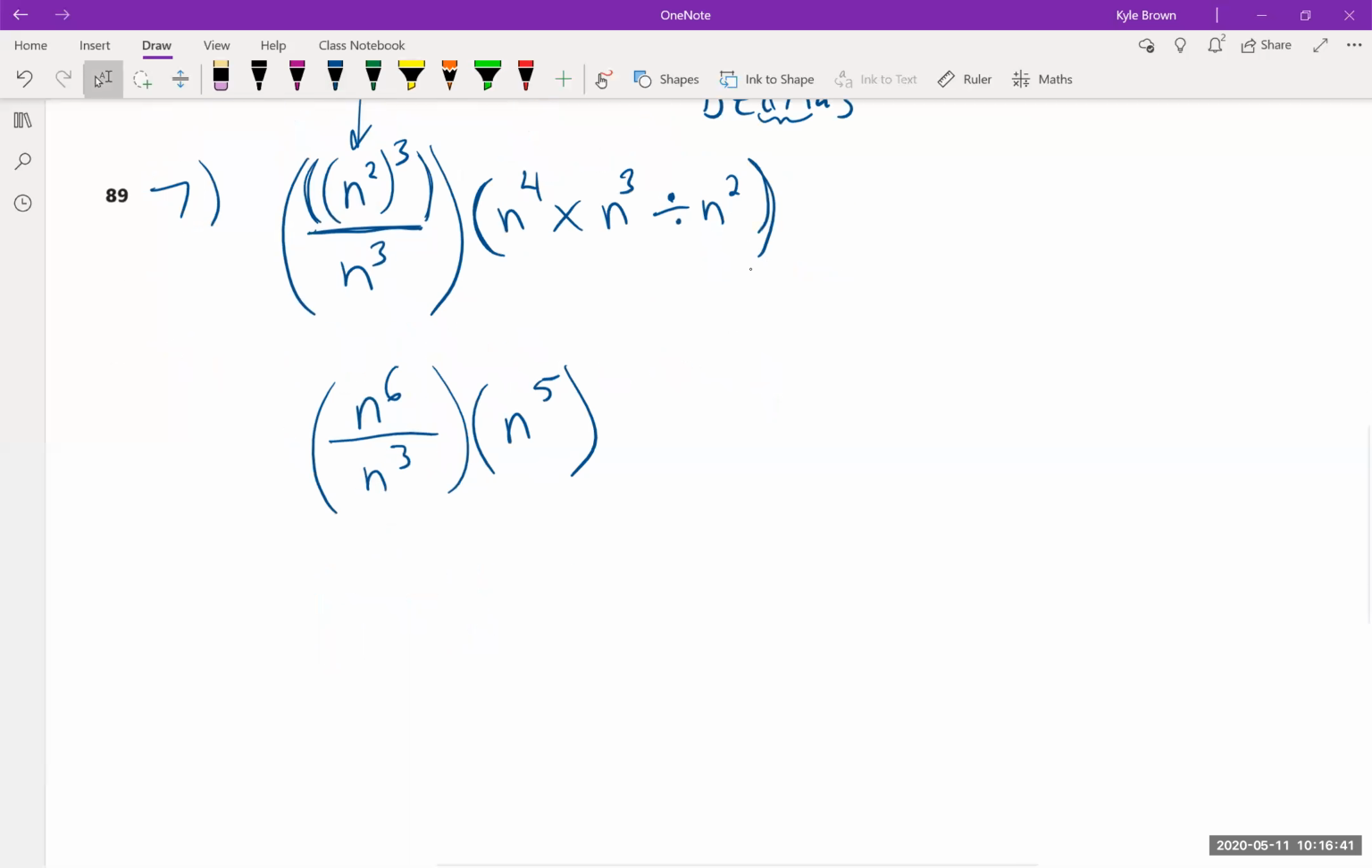Okay, we're getting there. Let's do the division one here now. So n to the 6 over n to the 3, that's like 6 minus 3. So that's going to be n to the power of 3 times n to the power of 5. And then, yes, Blaine, you were right. You add those now. So this is going to be n to the power of 8.